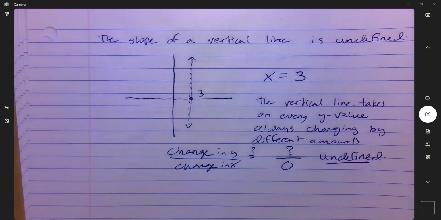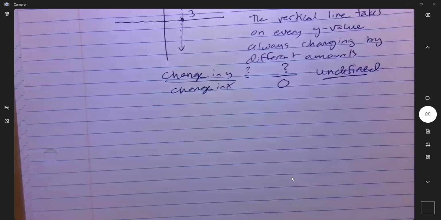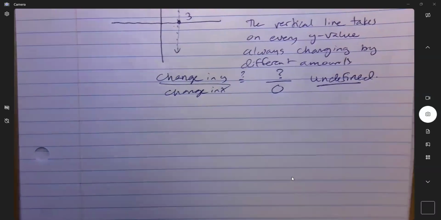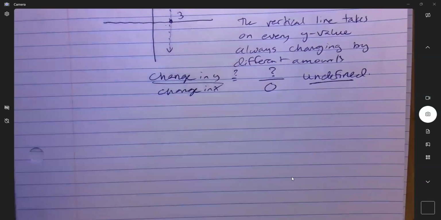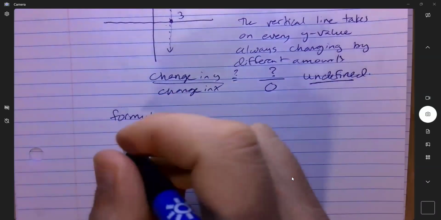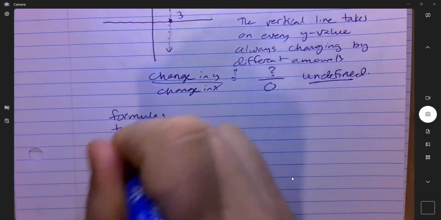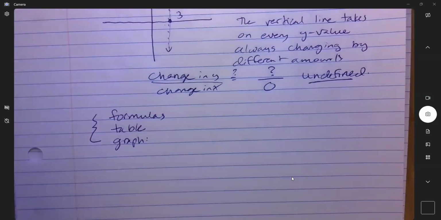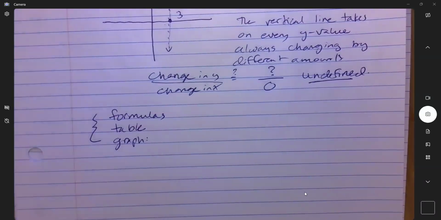All right, that wraps it up for this video. The last thing I'll say is if you want to decide if a line is horizontal, vertical, or if two lines are parallel or perpendicular, you can look at the formulas. You can look at a table, or it's often really easy to look at a graph. So I want to encourage you to practice all 3 of these ways when you're trying to decide, do I have vertical lines, horizontal lines, parallel lines, or perpendicular lines?